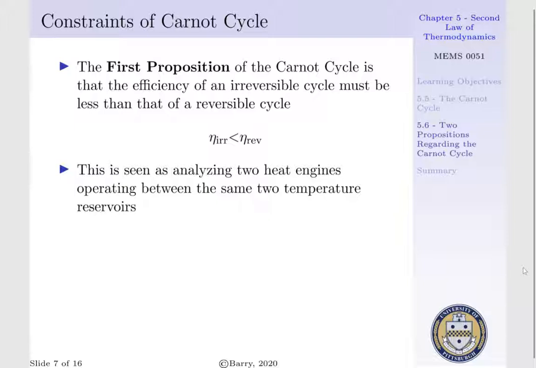And this makes sense. Any irreversibilities associated with the cycle, whether it's friction or unrestrained expansion of a gas, is going to diminish, say, the available work or require more heat input for the system to achieve, say, the same power output. So we'd surmise that an irreversible cycle should have less efficiency than a reversible cycle.